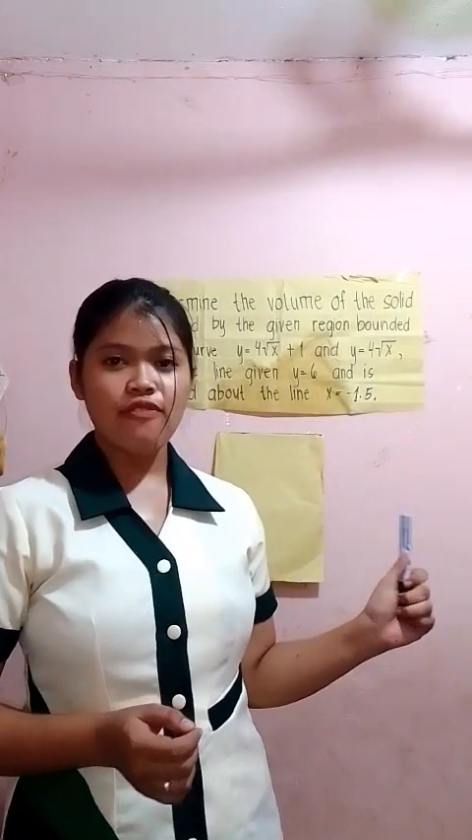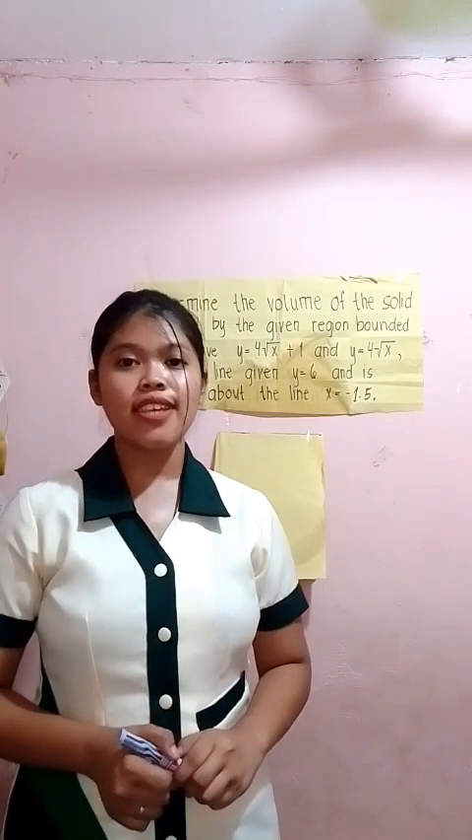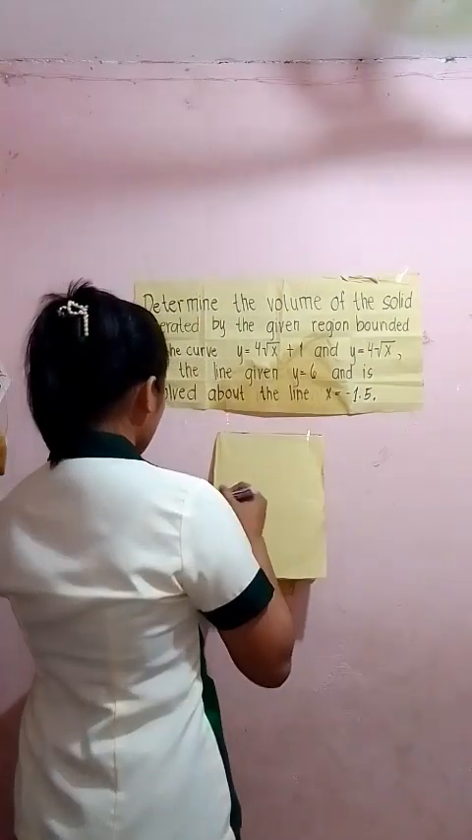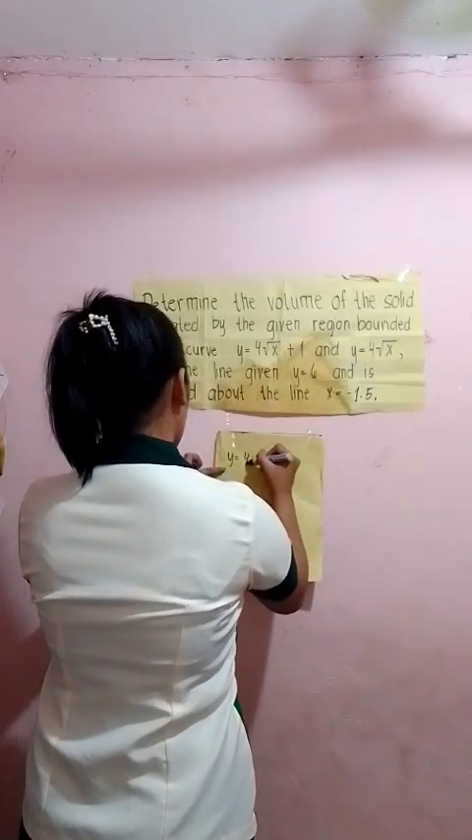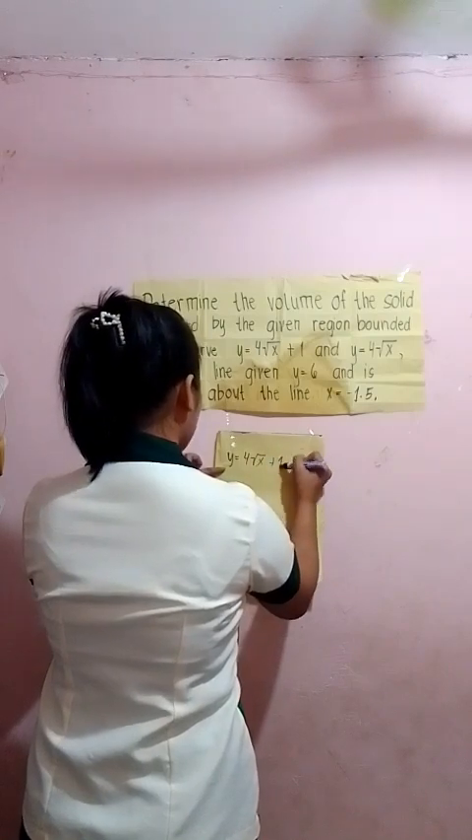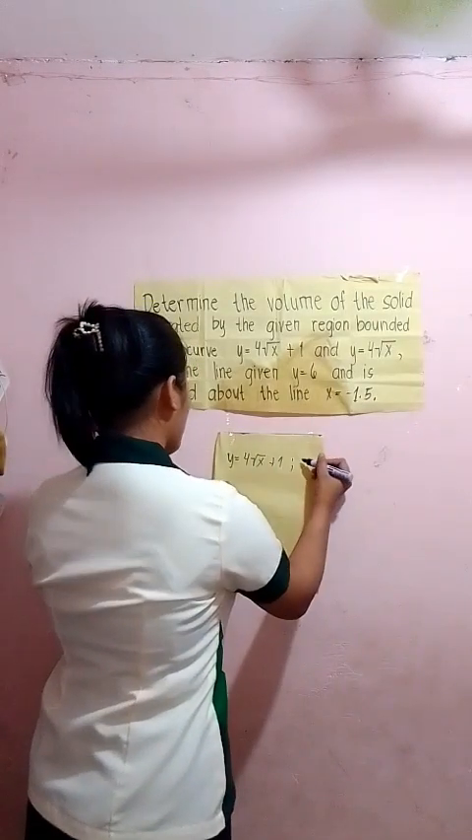So now, the first thing that we're going to do in order to solve this problem is to graph the given functions in this problem. To graph the functions, we are going to find first the value of x and y. The first function that we have is y is equal to 4 times the square root of x plus 1. Now, if our x is equal to 0, what is our y?